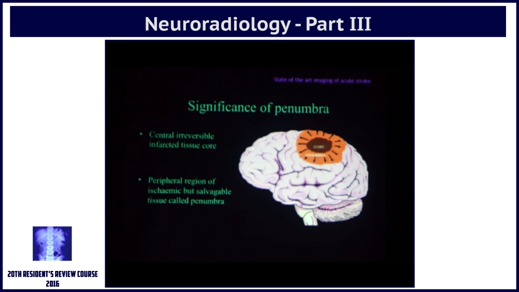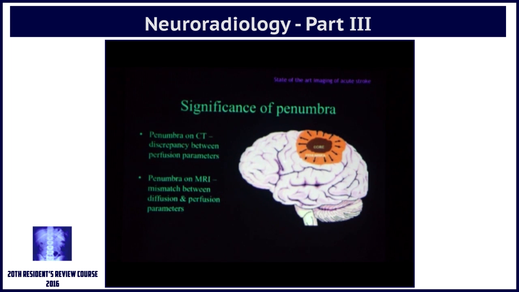Most patients have a penumbra. The presence of a penumbra has important implications in selection of appropriate therapy and prediction of eventual clinical outcome. How do you, as a radiologist, give information about whether or not there is a penumbra? If you are doing a CT, you have to do a perfusion CT, and it is seen as the discrepancy between the cerebral blood volume and the cerebral blood flow map.